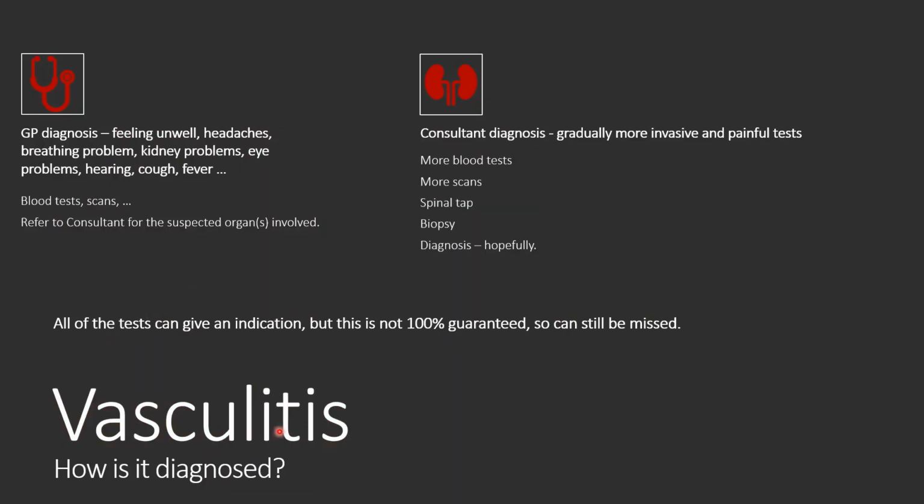Now, what about diagnosis? How's it diagnosed? Well, you get it one day, you're feeling not well. Think, no, something's not right. You maybe give it a few days, it's getting worse. No, this is bad. I've got to go to the GP. I'm feeling unwell. I've got a headache. I'm breathing something. Kidneys are not right. It's when I go to the toilet, it's something. Or the eyes are. I've got these red bits on the eyes, and it's painful.